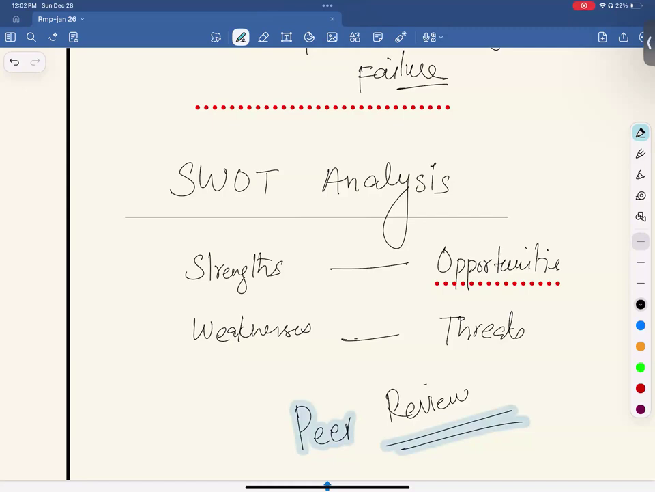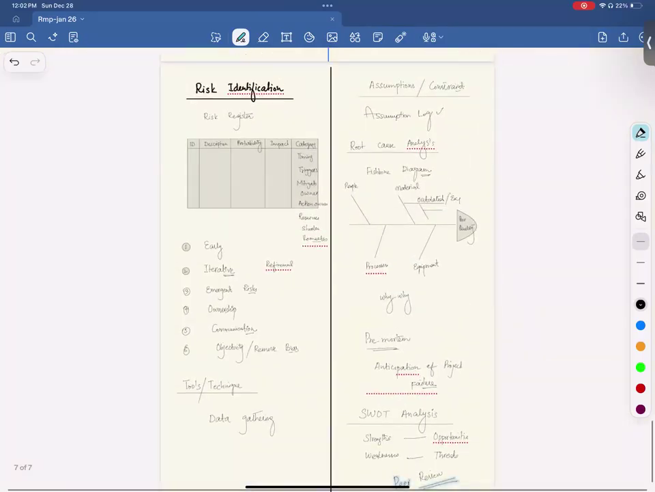Once it is done, you jump to the third stage of your risk management, that is called risk analysis, and that we will be discussing next class. That's it, everybody. We're done with today's session.